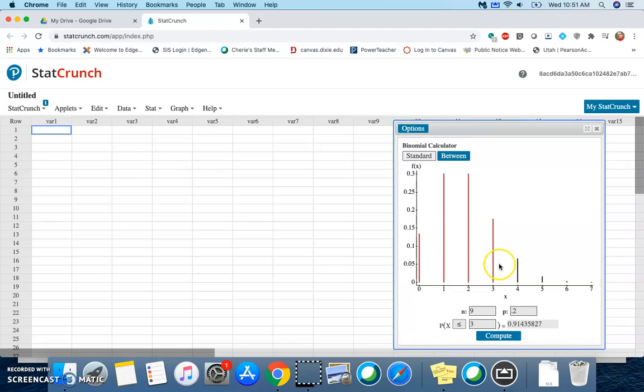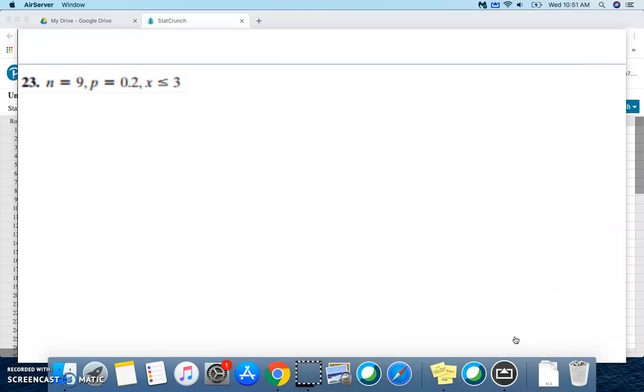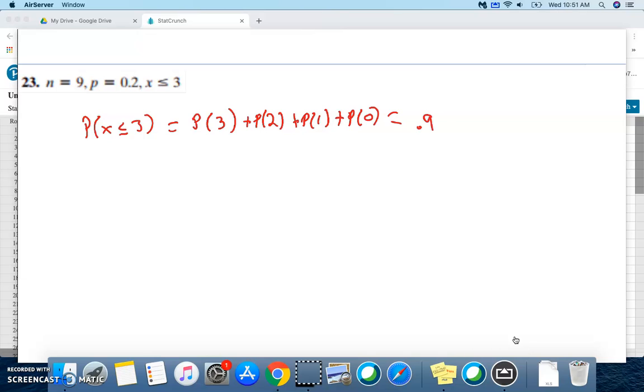So again, this is going to sum up, and you can see it in red. It's going to be 3, 2, 1, and 0. So that probably is 0.9144. So we would say that the probability that X is less than or equal to 3 is the same as the probability of getting a 3 plus the probability of getting a 2 plus the probability of getting a 1 plus the probability of getting a 0. It's going to sum them all together, which is 0.9144. So we'll continue this discussion on binomial experiments in part 2.